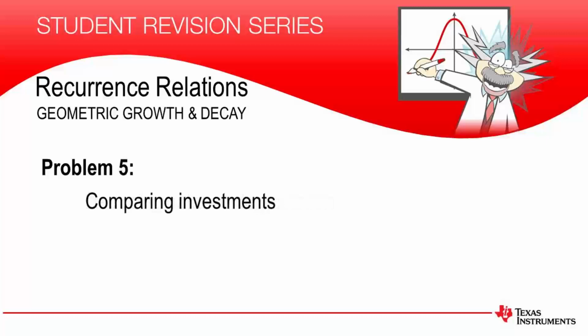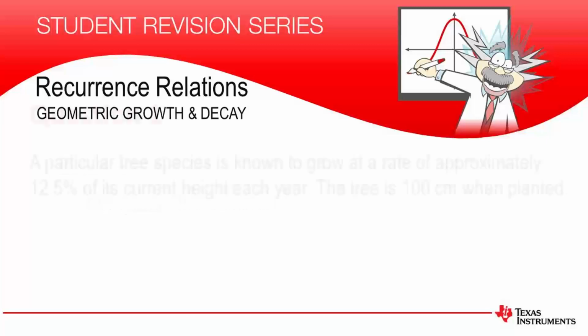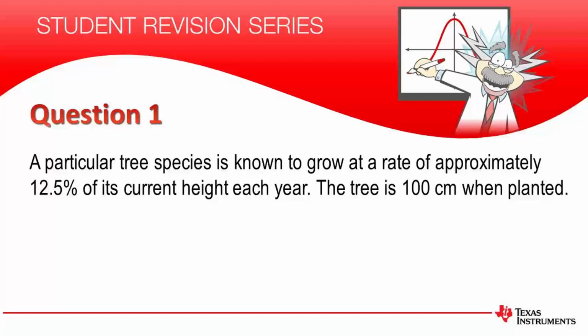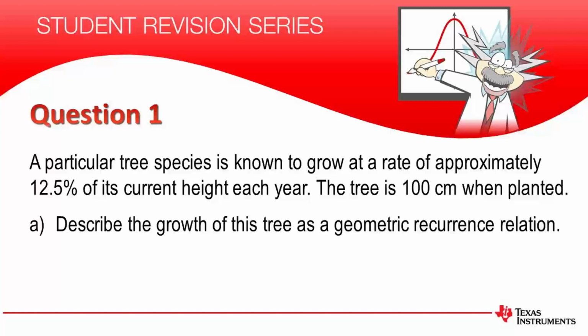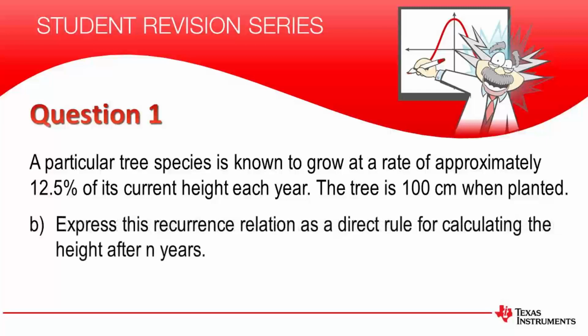So the first problem is describing geometric growth. A particular tree species is known to grow at a rate of approximately 12.5% of its current height each year, and the tree is 100 centimetres tall when planted. First of all, describe the growth of this tree as a geometric recurrence relation. Express the recurrence relation as a direct rule for calculating the height after n years.